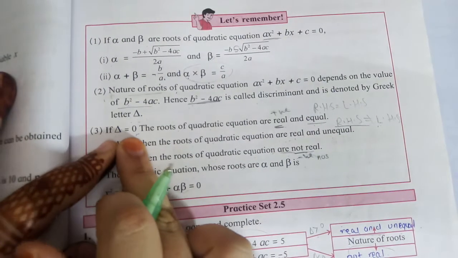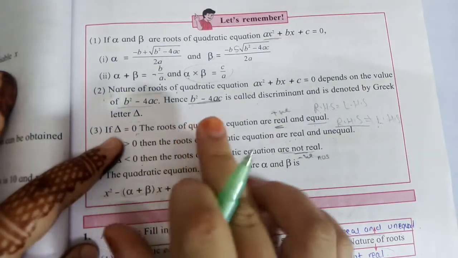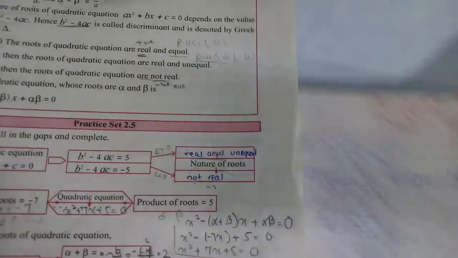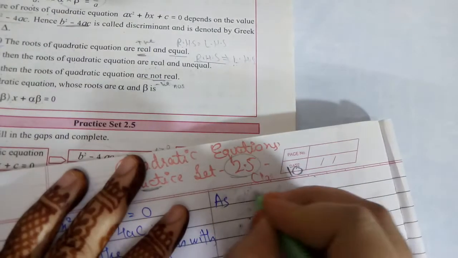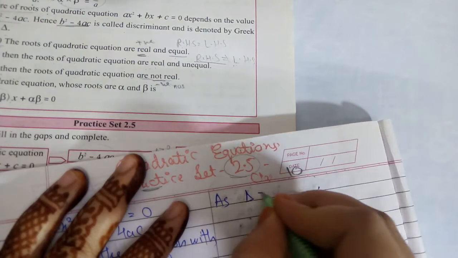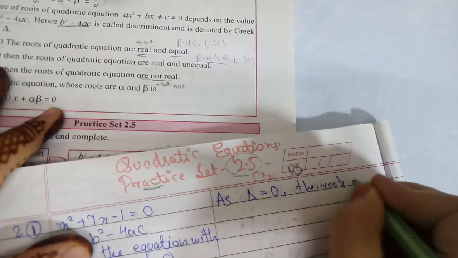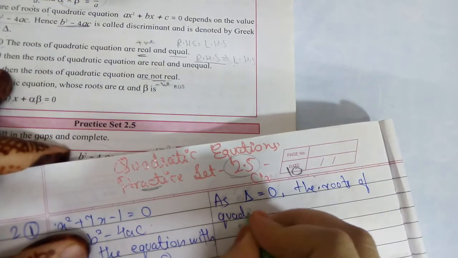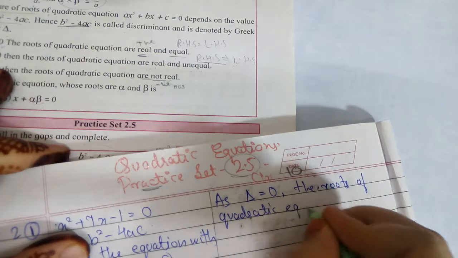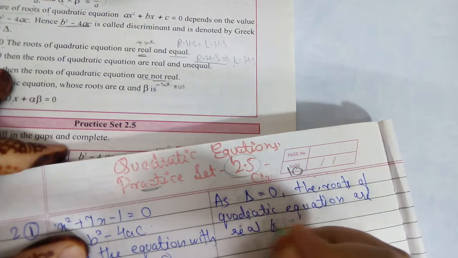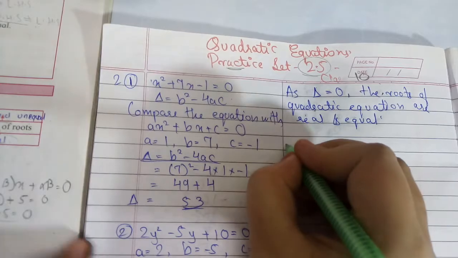Now student, if discriminant value is equal to 0, that means if delta is equal to 0, then the roots of a quadratic equation are real and equal. So here we will write in a sentence that as delta is equal to 0, that is discriminant is equal to 0, the roots of the quadratic equation are real and equal. Alright. Now let's solve question number 2.